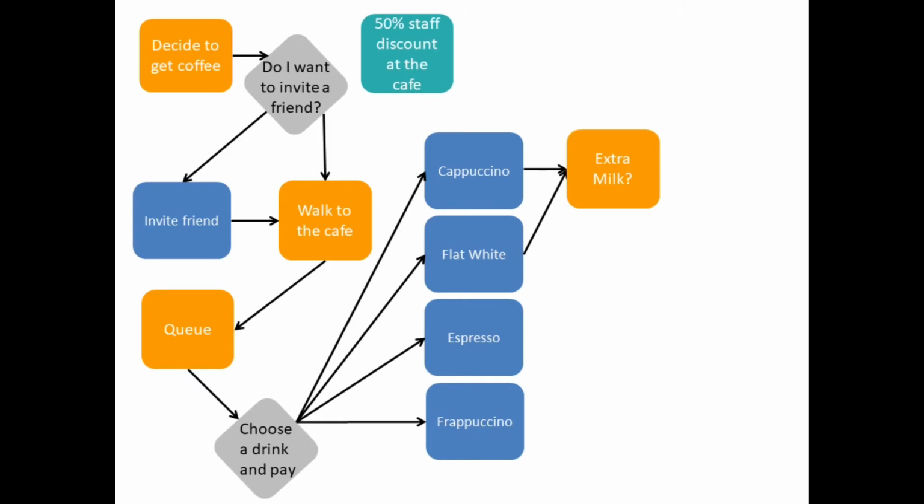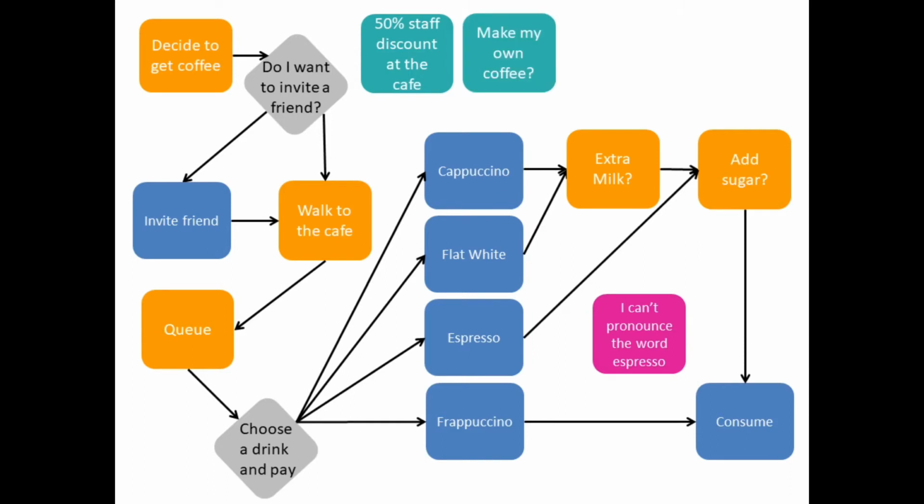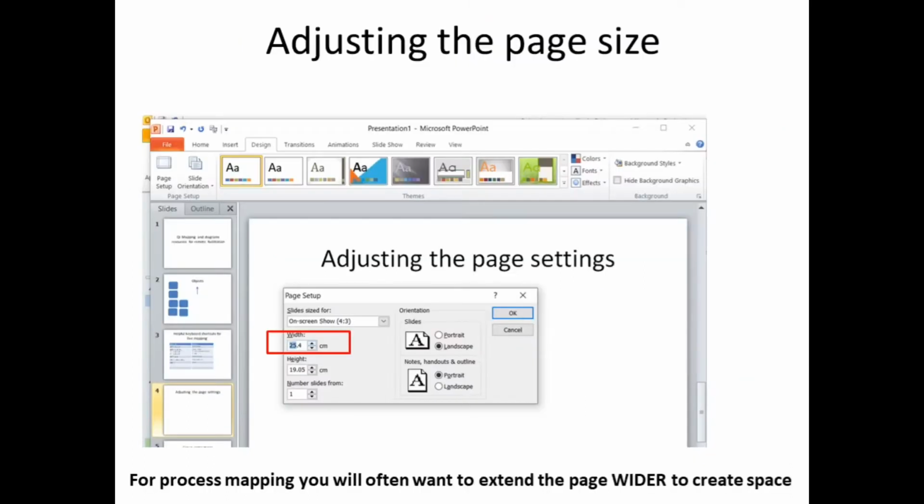Whether you might want to add milk or sugar could depend on whether you're having a cappuccino or, for example, a frappuccino. Now, this everyday example might make it all look fairly straightforward, but of course we're talking here about facilitating process mapping remotely with a live group of people, so you do need to be able to do it quite quickly, and I'm going to share some tips about how to do that.